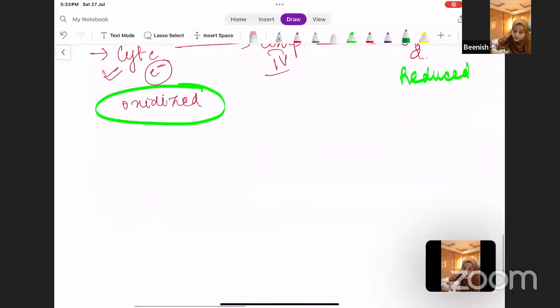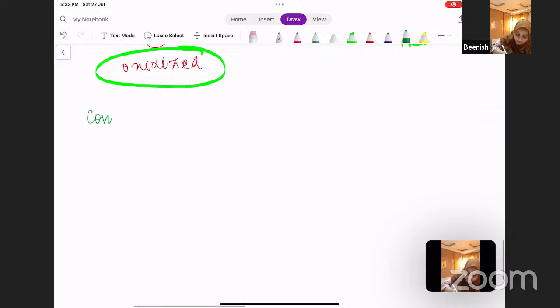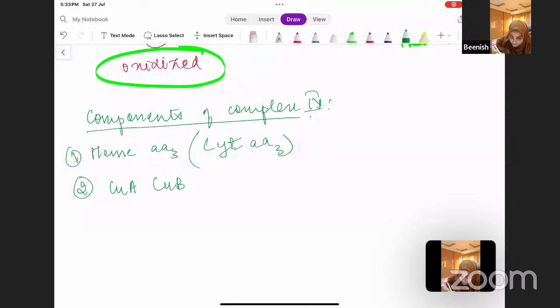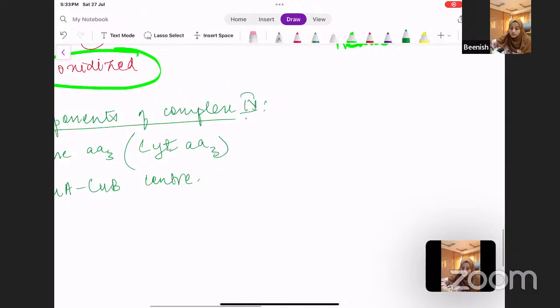And talking about the components of complex 4, there is your heme AA3, which is also known as cytochrome AA3. Okay, and it also has 2 copper centers, copper A and copper B center. So what are the components of complex 4? It has 2 heme groups.